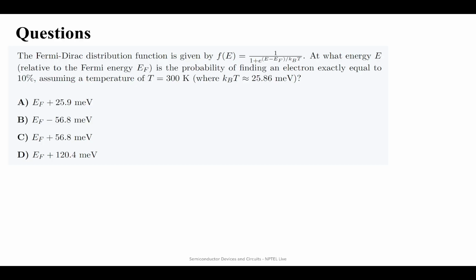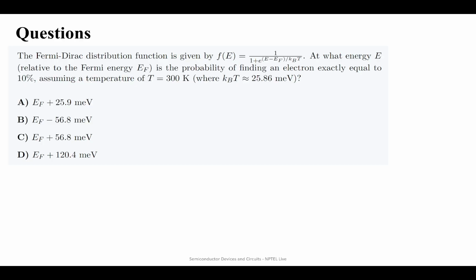The Fermi-Dirac distribution function is given by f of E equals 1 upon 1 plus e to the power (E minus EF) by kBT. At what energy E related to the Fermi energy EF is the probability of finding an electron exactly equal to 10%, assuming a temperature of T equals 300 K, which results in kBT equals 25.86 meV?